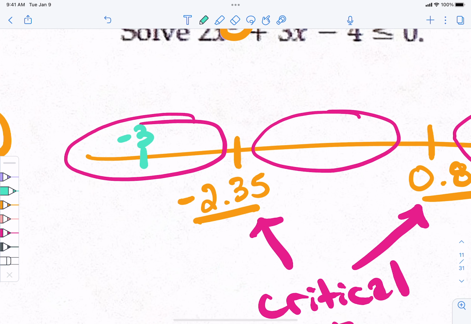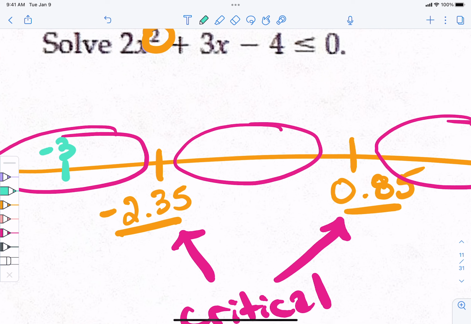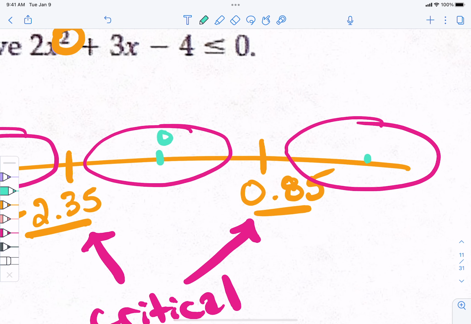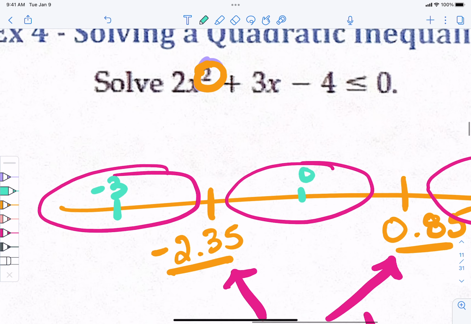Negative 3. Give me a number that's in between those 2 numbers. 0. Always choose 0 if you can, okay? And over here, let's choose like 1. So we're going to plug those points in.